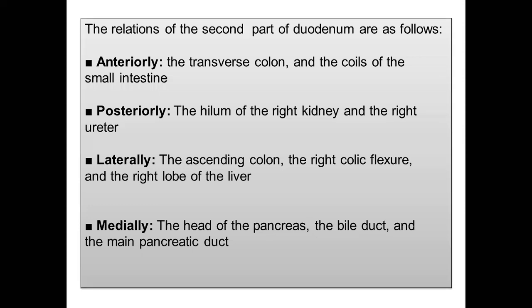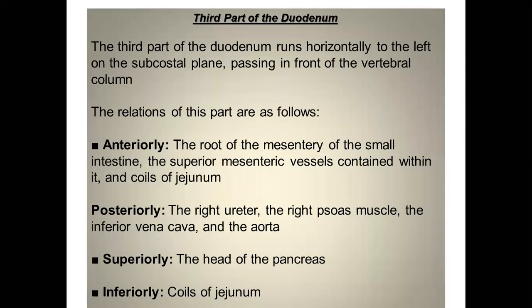The third part of the duodenum is the largest part, and its front relationship is the jejunum and the mesentery of the small intestine, and posteriorly the aorta, inferior vena cava, right kidney, and the psoas muscle, and superior to it lies the pancreas, and inferiorly the coils of the jejunum.